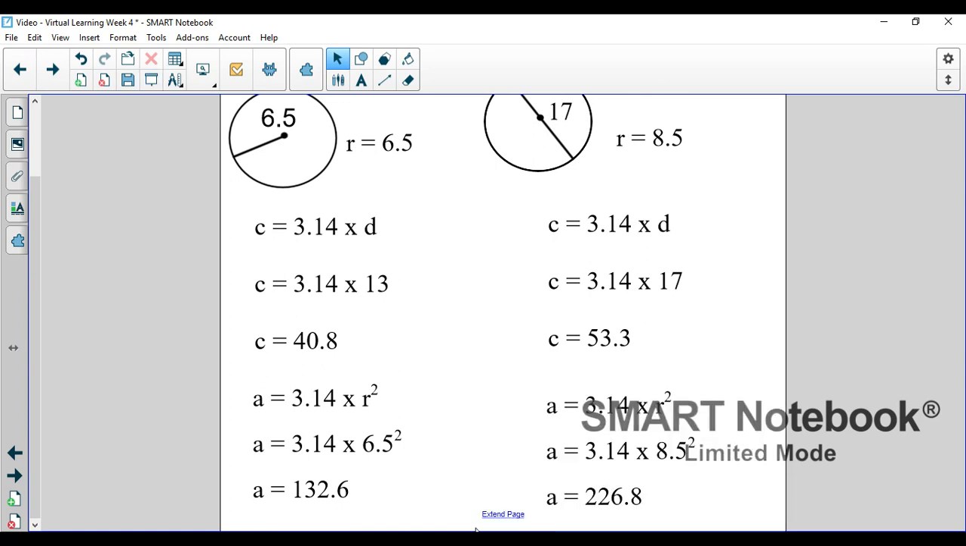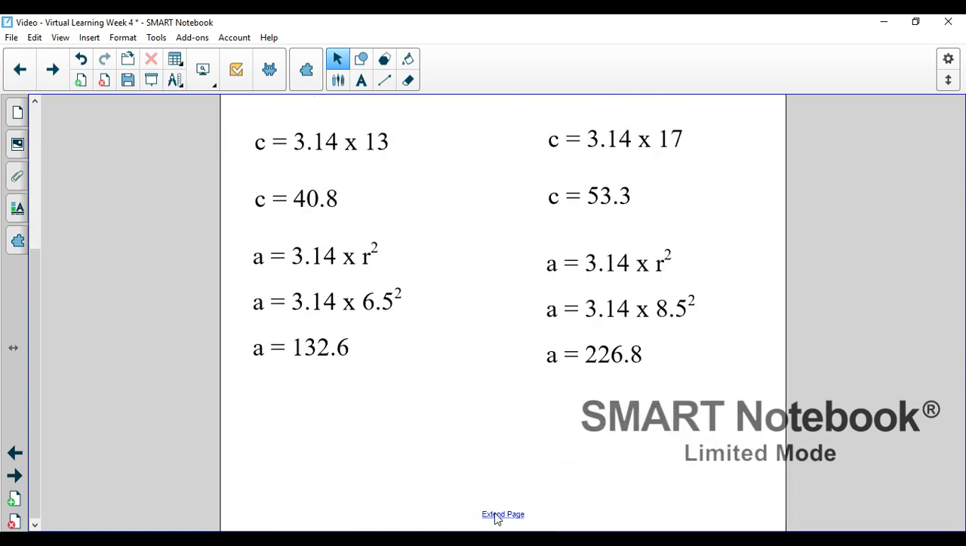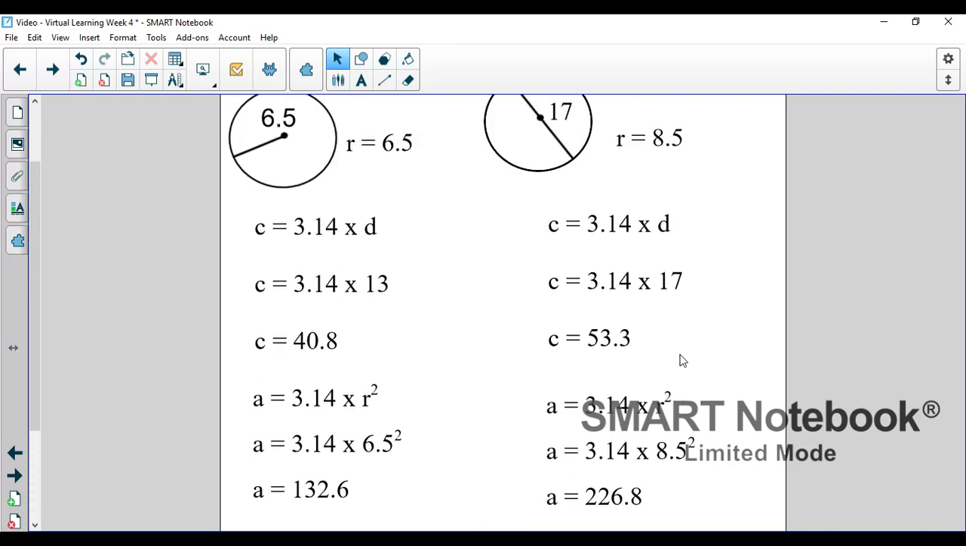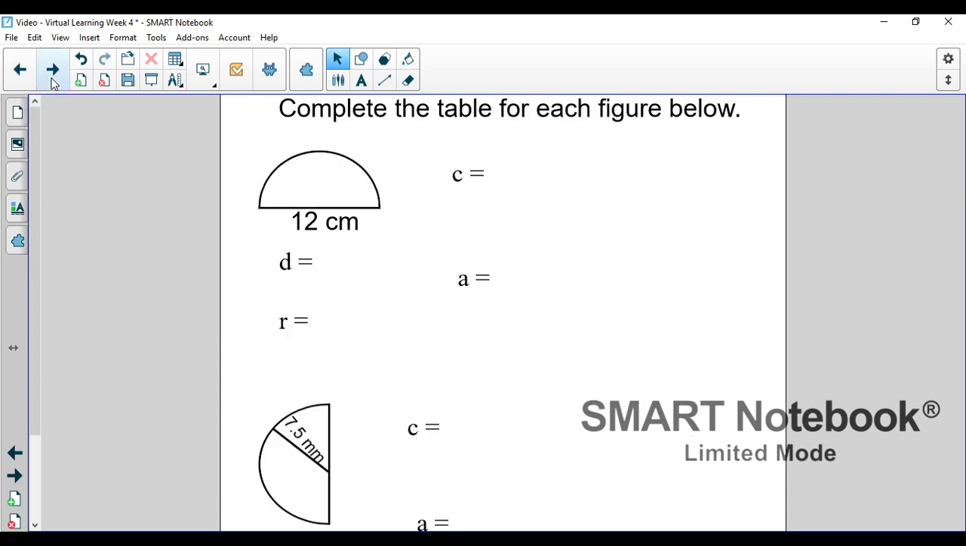And then to do my area, I know that pi, or 3.14, times the radius squared. 3.14 times 8.5 to the second power. The area of the other circle was 226.8. Make sure these answers were right, and then we're going to move on to some semicircle work on this slide.